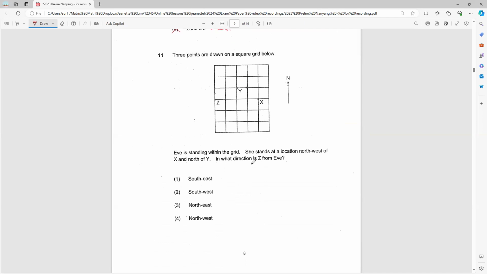Question 11, 3 points are drawn on a square grid below. Eve is standing within the grid. She stands at a location northwest of X and north of Y. So in what direction is Z from Eve? Okay, so she's standing northwest of X. Okay, so north, south, west, and east.